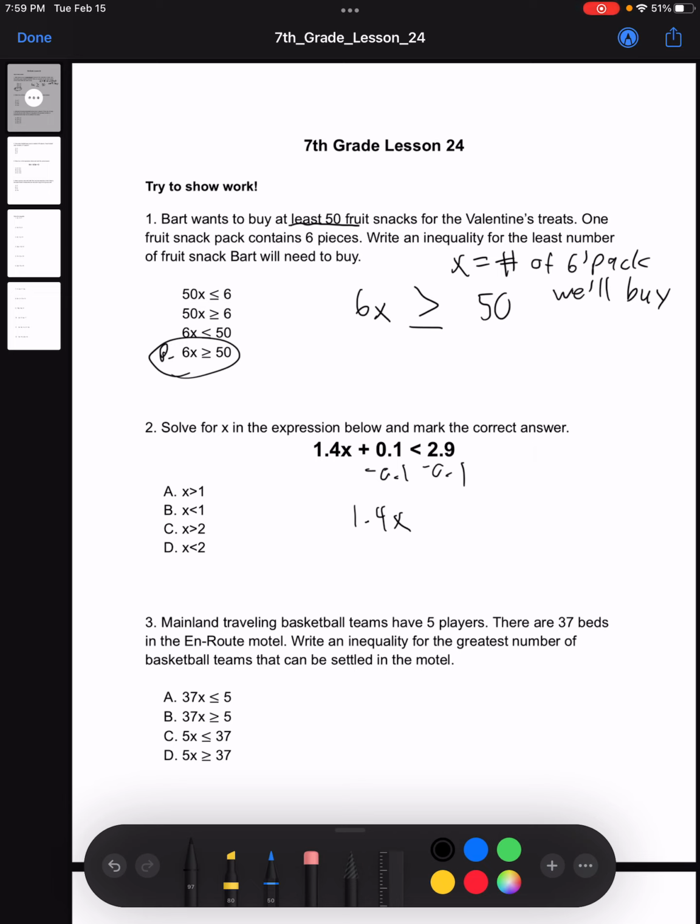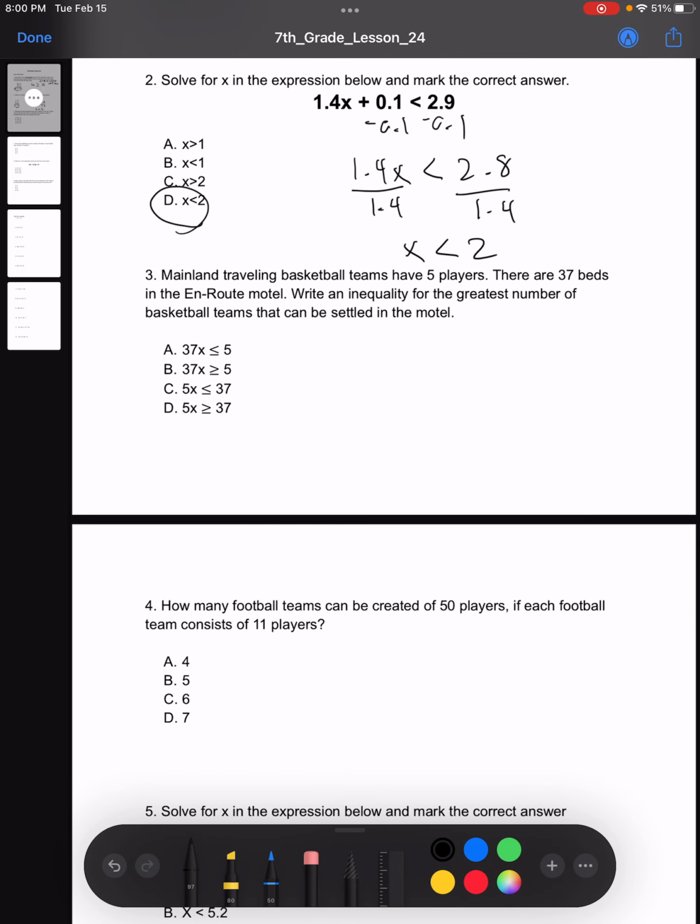We're left with 1.4x is less than 2.8. We can divide both sides by 1.4, and then all we're left with is that x is less than 2, making our answer D. Let's move on to number 3.